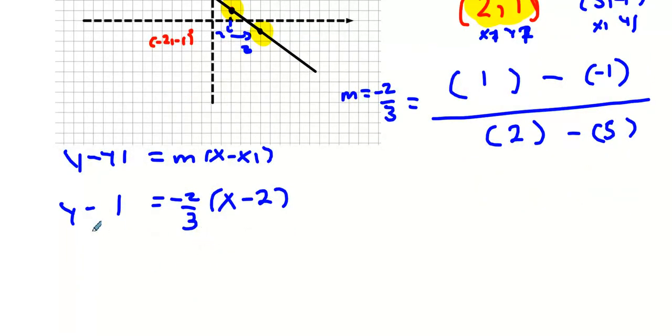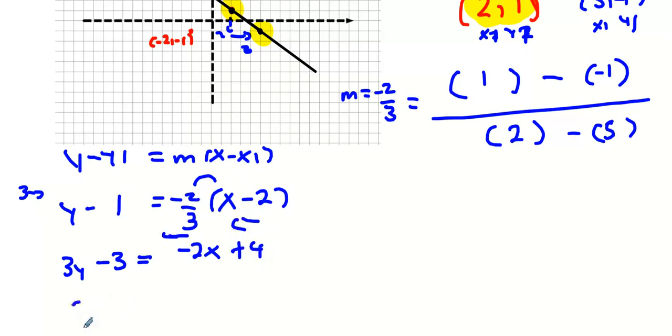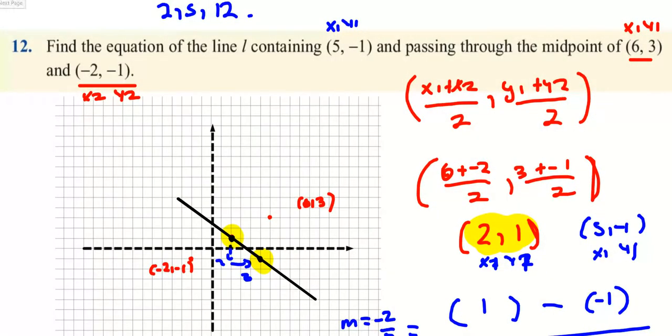Division by 3 on the right is multiplication by 3 on the left, so it's 3 times this, so it's going to be 3y minus 3. Then minus 2x, then minus 2 is plus 4. Bring everything over to one side, and we get 2x plus 3y, and it's minus 3 minus 4, which is minus 7, and that's equal to 0. And you're done. So that's questions 2, 5, and 12.